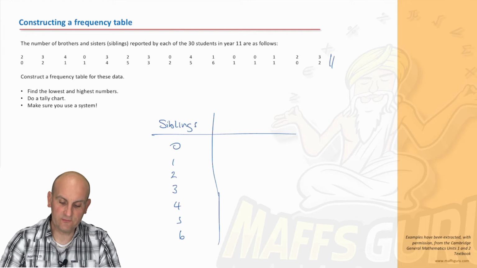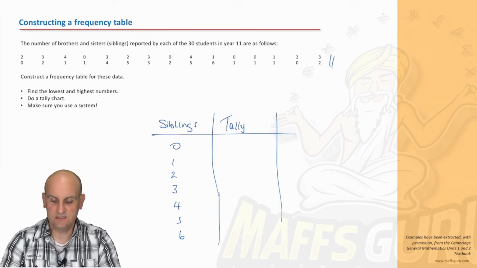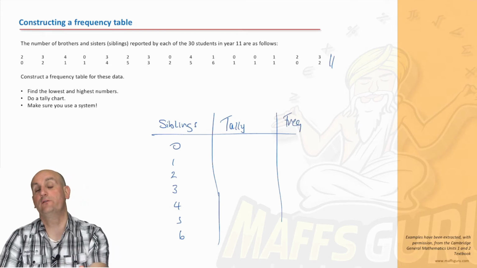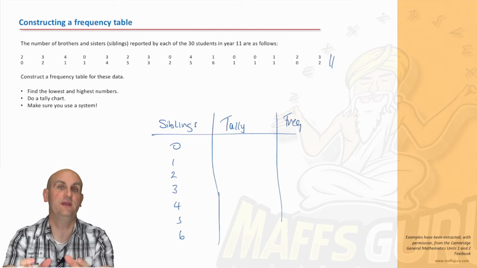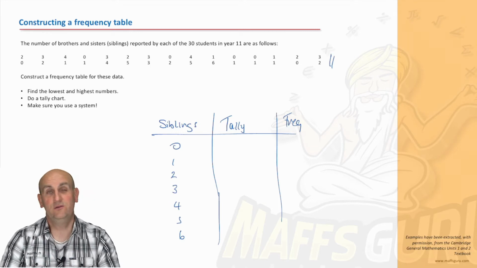Now we're going to have some sort of tally, believe it or not. Why am I going to do a tally? It's just going to make my life a little bit easier. And I don't think this is in the Cambridge Essentials, the Cambridge textbook. Again, thank you very much to Cambridge for allowing me to use your resources.